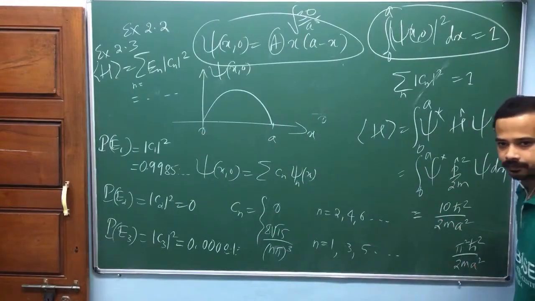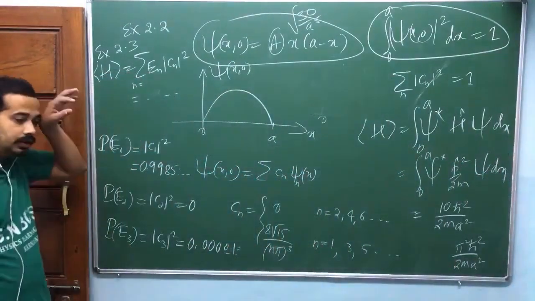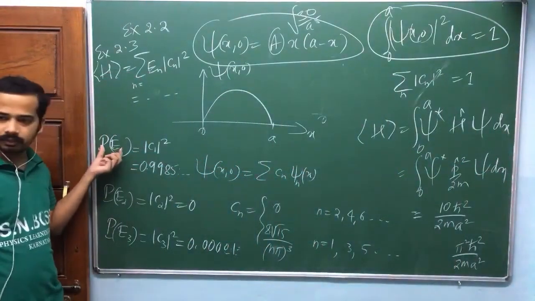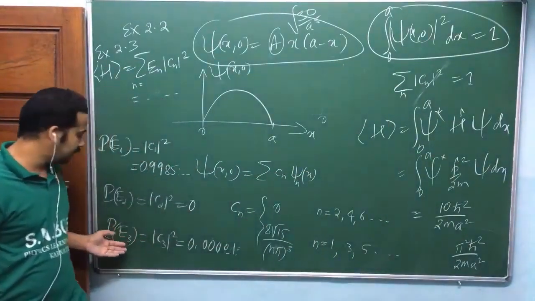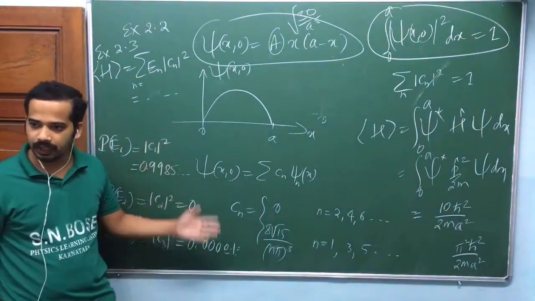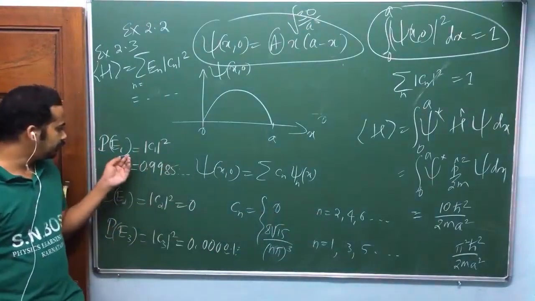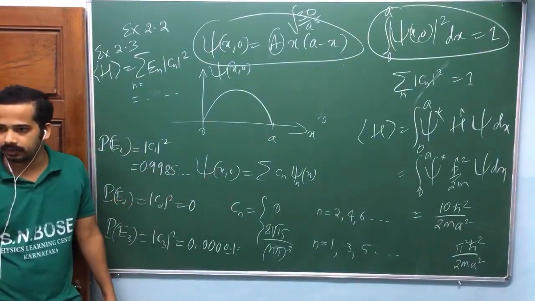Is that okay? So that's what you can say. Am I right? Your average value will be very nearly equal to E1, but you have 0.0001% of getting E3, E5 and all, isn't it? That's why some measurements will give that one also. That's why the average will be just greater than E1, but very close to E1. That you can guess, isn't it?